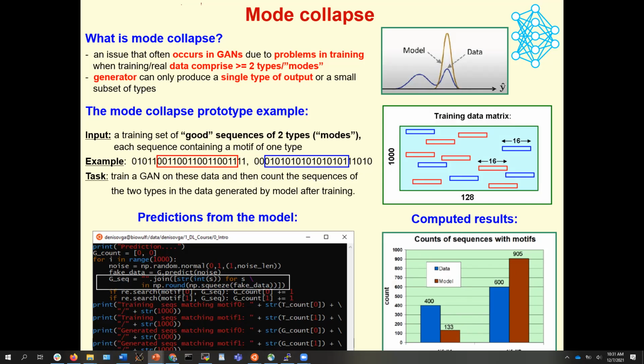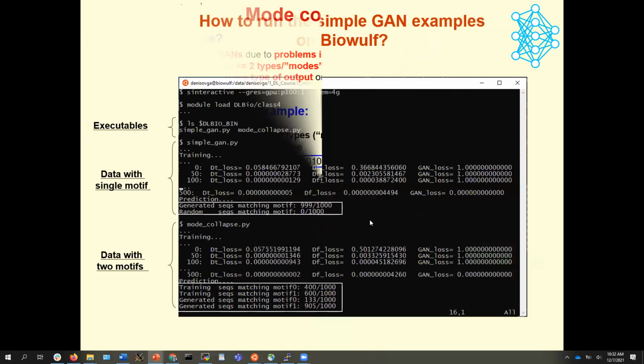Any questions about this slide? There was a question previously about what do we do with different types of data. Does this slide address the question? Okay, I move to the next slide.